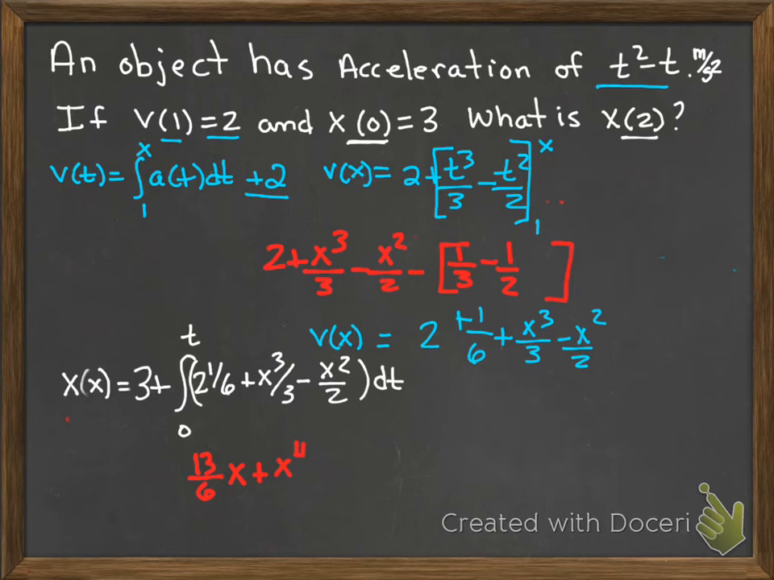Plus x to the 4th over 12 minus x cubed over 6. And we're going to evaluate this from 0 to t. And we'll add a 3 on top of all of this, because that's our initial value. Now we plug in some numbers, and this t, our final time, is 2.